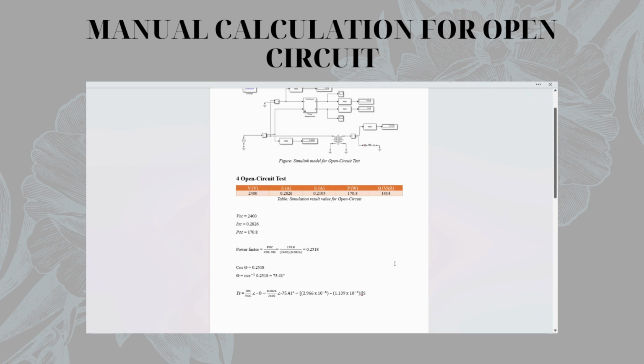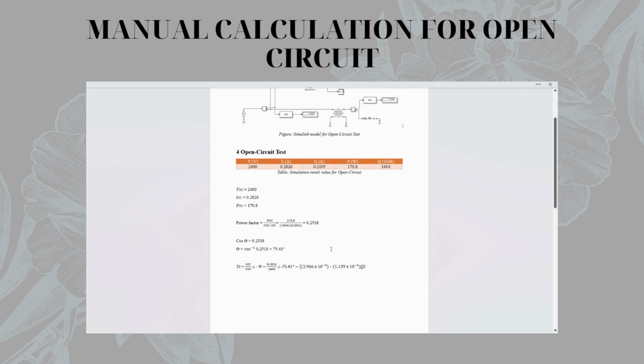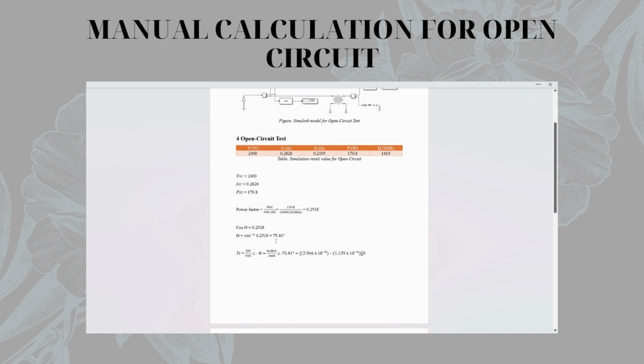As for the power factor, the formula is the power divided by the volt multiplied by ampere. So that is 170.8 divided by 2400 multiplied by 0.2826, which is equal to 0.2518. So the delta is cos inverse of 0.2518, equal to 75.41.